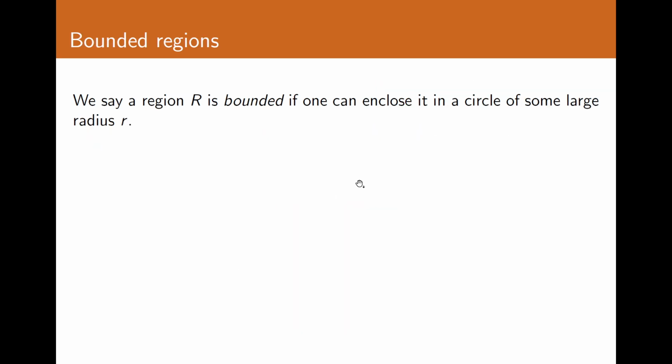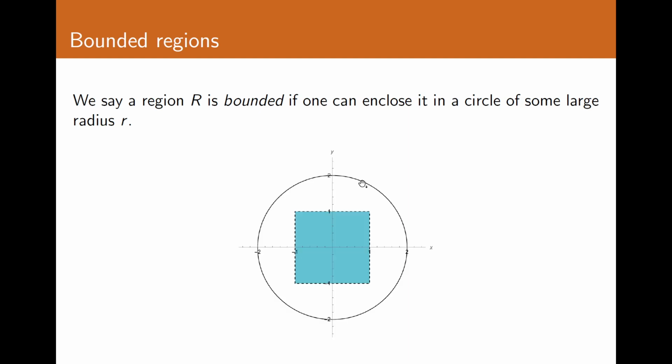We say a region is bounded if one can enclose it in a circle of some large radius r. For instance, with the last region we looked at, the one that didn't contain its boundary points, notice I can draw a circle around this. So that means it's a bounded region. For something that wouldn't be bounded, just think of taking the region to be the first quadrant. There's no way to draw a circle around the entire first quadrant. So that would be an unbounded region. This circle can be arbitrarily large, it just has to have some finite radius r.